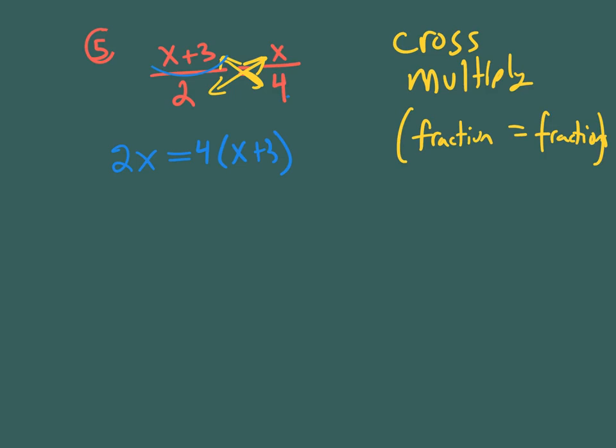All right, so my new equation is 2x equals 4 times x plus 3. Then I'm going to distribute, so I get 4x plus 12. And now I have 2x and 4x, so I want to get them together. I want to get it away from the 12, so I'm actually going to subtract 4x from both sides. And I get negative 2x equals 12, divided by negative 2, and we get x equals negative 6.